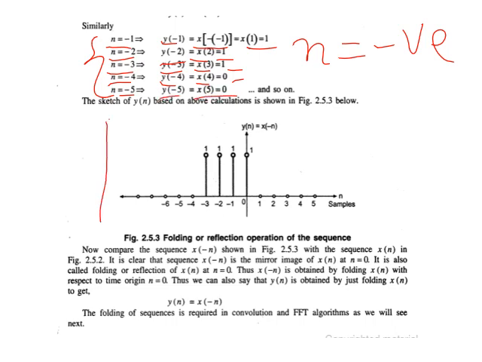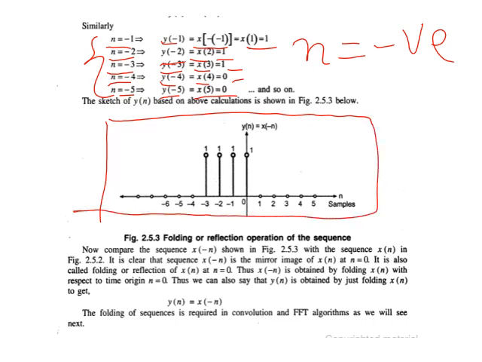So this is the graphical representation of the folding or reflection operation. This is known as the time reversal, folding or mirror image. Already we have seen this in unit number 1, only in place of continuous time you will have discrete time here. Okay, so compare x of n and x of minus n, and you will see the difference between the two. What is the important application? It is required in convolution and effective algorithms. This is a very important concept of folding.